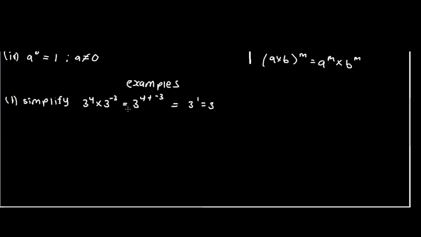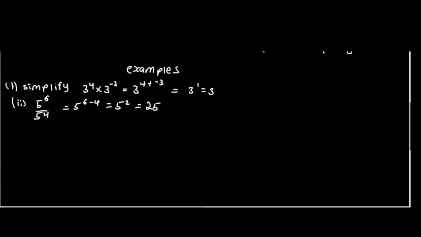We are just using the very first rule. Now assuming you have 5 to the power of 6, divided by 5 to the power of 4, like that. This is the same as 5 to power 6 minus 4, which is going to give us 5 squared, which is 25. So we've used the second rule we had in our basics.